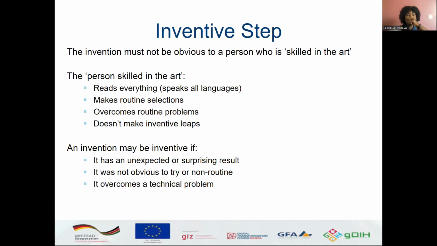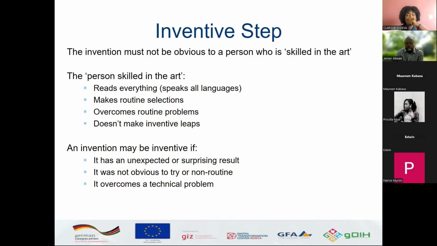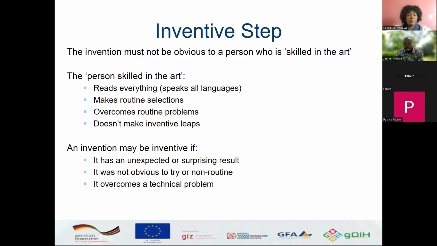Now, inventive step I've already mentioned, and there is something called a person skilled in the art. So if I'm a computer engineer and I've come up with a system that is purely computerized, and I'm saying this is new, if someone in the same field, a computer engineer, looks at it, he should be able to say that indeed there are efforts that have been put into coming up with this invention. So we say that an invention will be, or may be, inventive if it has an expected or surprising result, and if that person feels, say, wow, this guy has come up with something that is really, really new, and I think this needs to be protected. And of course, it's not obvious.